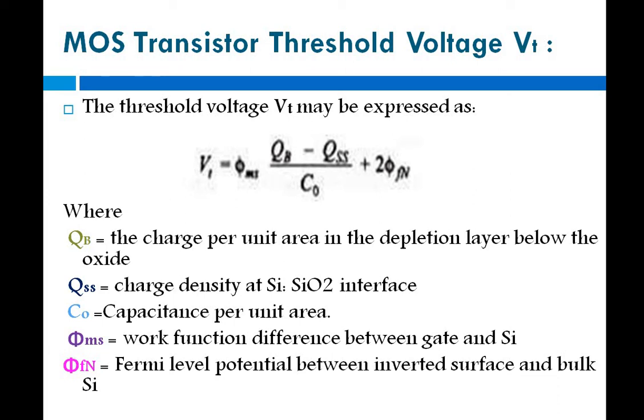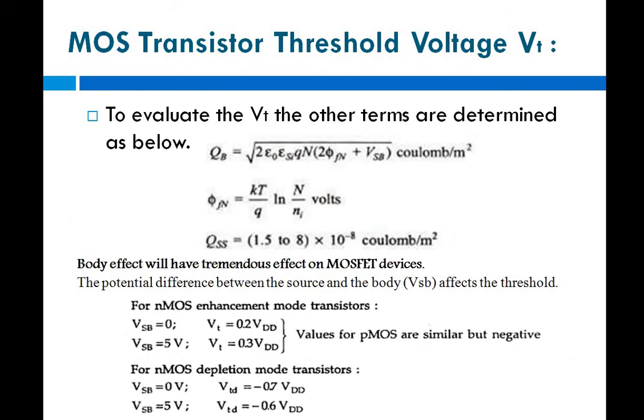Then C0 is nothing but capacitance per unit area, or per unit gate area, also we can say. Then φms is the work function difference between your gate and the silicon, and φfn is the Fermi level potential, that is nothing but the voltage between your inverted surface and the bulk, that is silicon. So that was your formula.